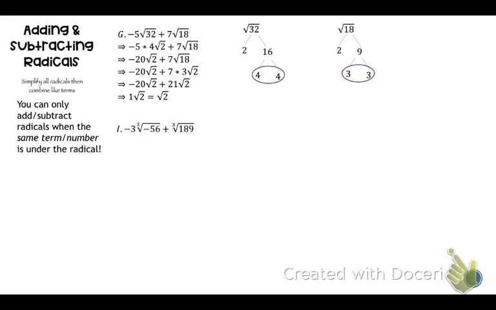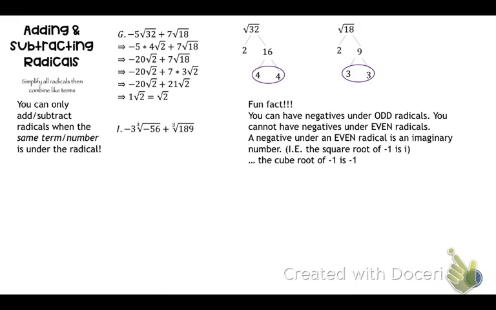Okay, let's look at this one. So we're going to simplify first. Now, anytime there is a negative underneath a cube root, you can pull out that negative 1. That is super important to remember. Anytime there's a negative under a cube root, you can pull out the negative 1.